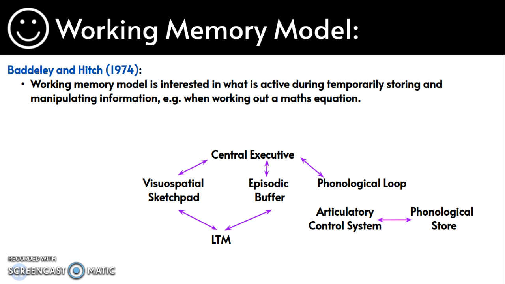So in 1974, Baddeley developed a working memory model and was interested in what is active during temporarily storing and manipulating information, for example, when working out a math equation. So the central executive goes back and forth. So we have the visuospatial sketchpad, we have the episodic buffer, which then joins to the long-term memory. And then we have the phonological loop, where we have the articulatory control system and the phonological store.